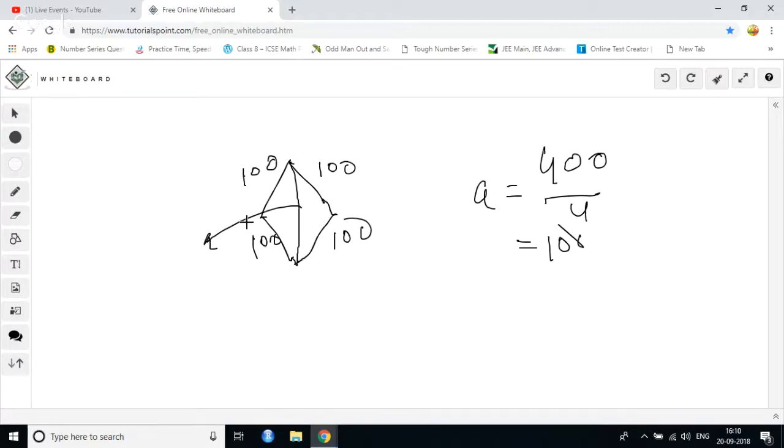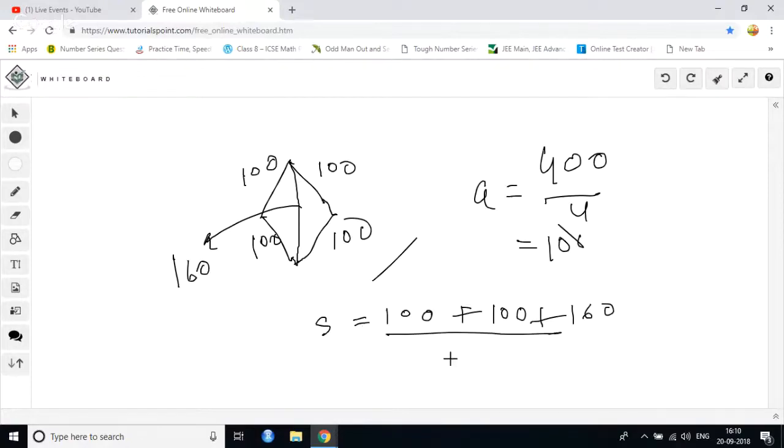The length of this diagonal is how much? 160 meters. So you find the area of half of this triangle, make it 2 times, and you will find the area of the rhombus. So how do you do it? You find s equal to (100 plus 100 plus 160) divided by 2. So how much would it be? 360 divided by 2, which comes out to be 180.